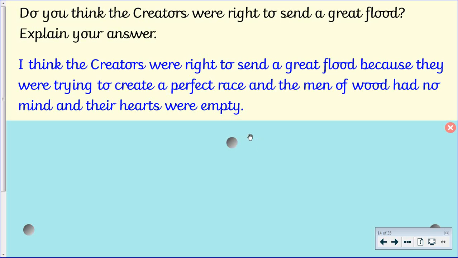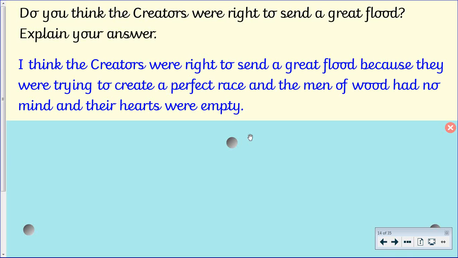And Tipu and Gukamat are trying to create something perfect, and they got it wrong. And they decided to start again and wipe it fresh. So I can kind of understand why they did it. And I've backed up my reason by saying the men weren't right. The men of wood had no minds and their hearts were empty.